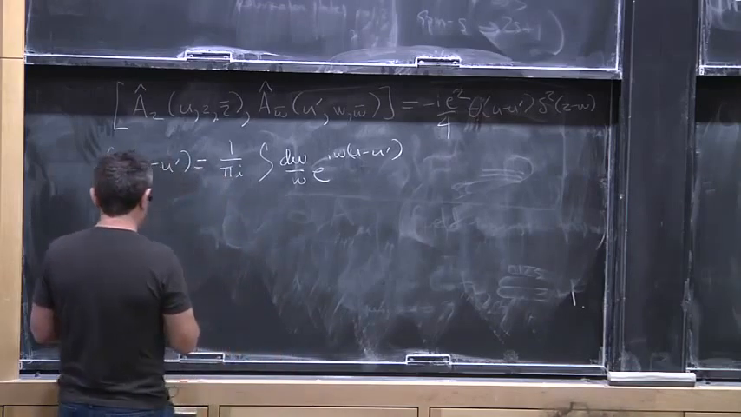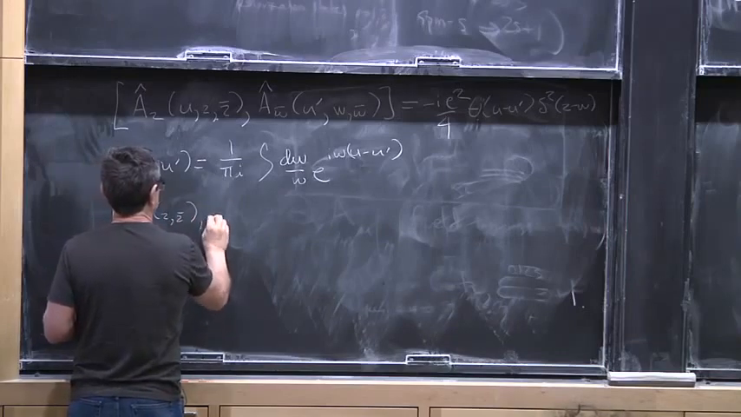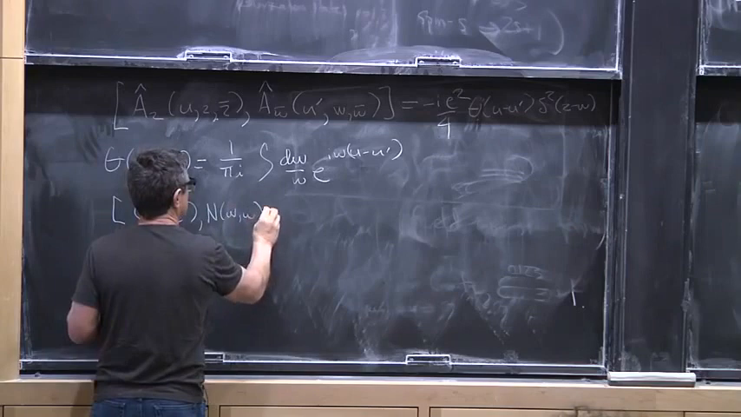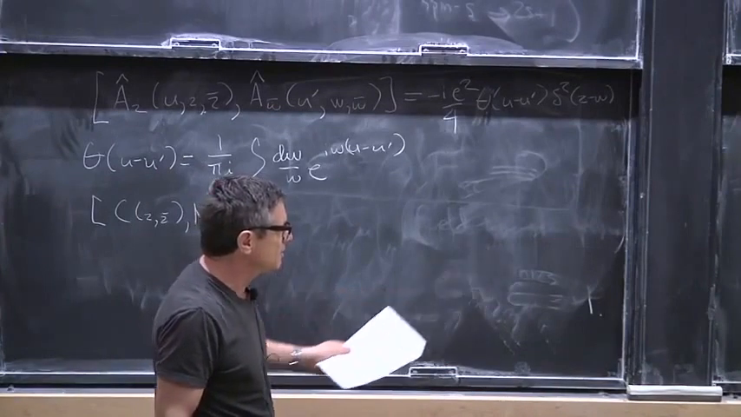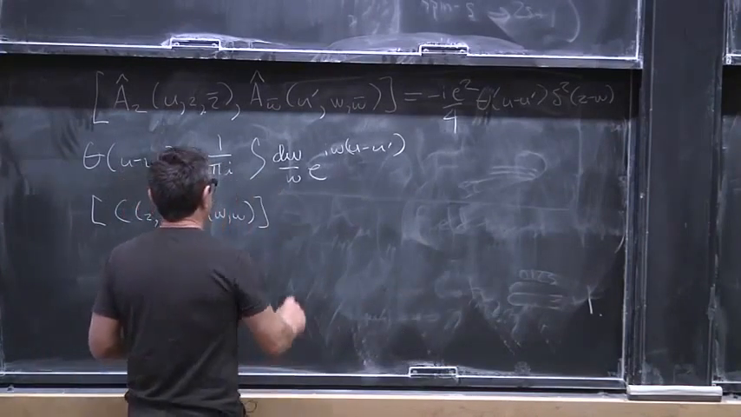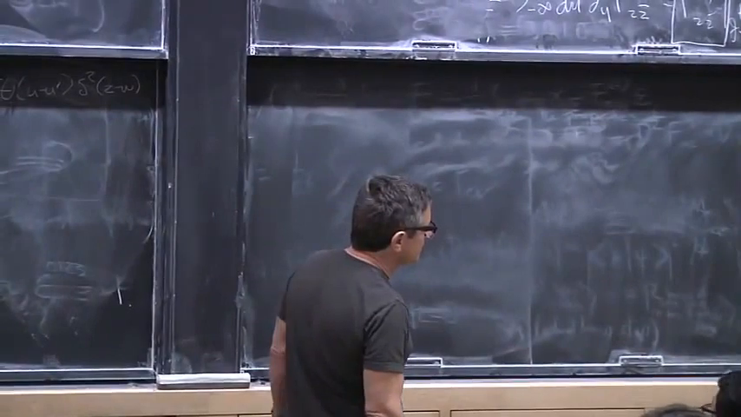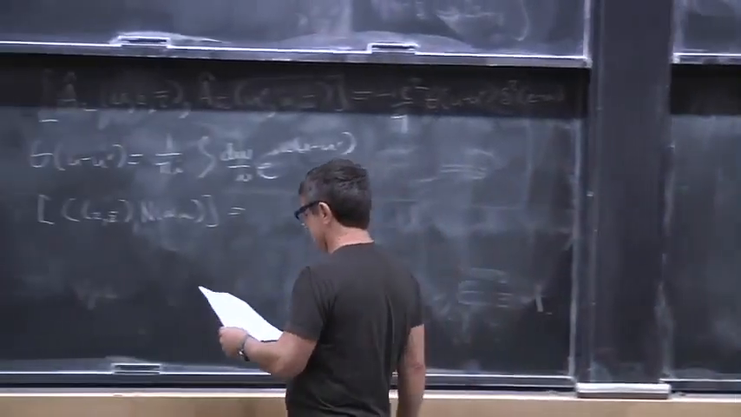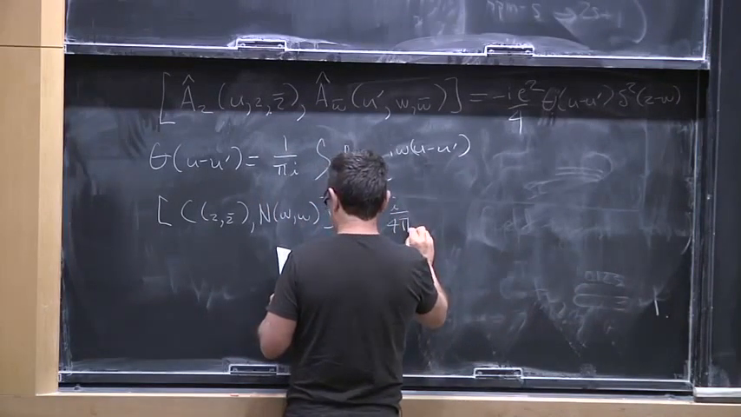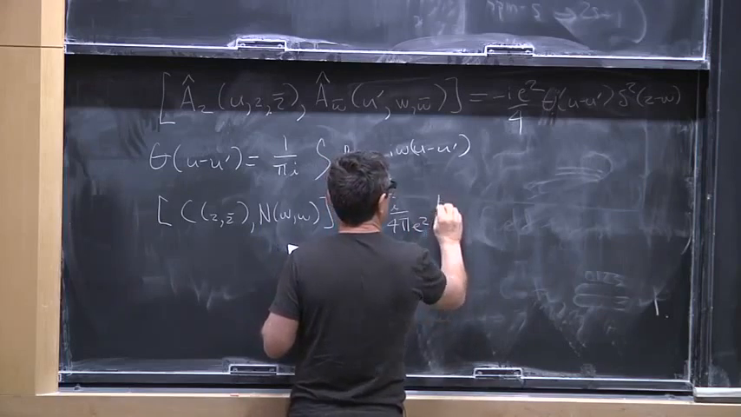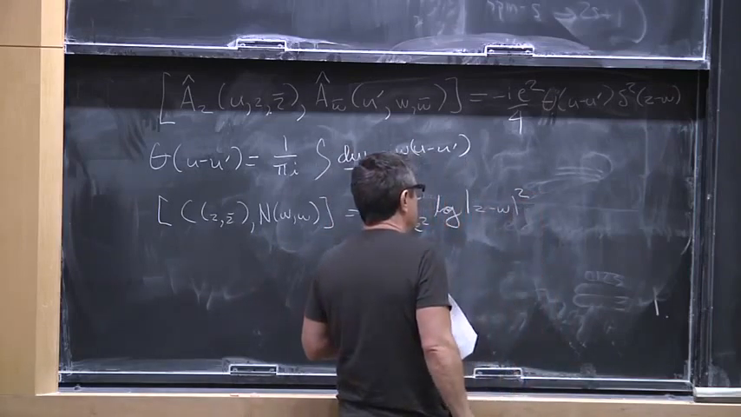Okay, so we can also compute a commutator between C and N. These don't depend on u. There's only a z integral there, not a u integral. And now what I have there is dz C with dz bar N. Here I'm just writing C and N. And so I get minus I 4 pi over 4 pi e squared log absolute value of z minus w squared.